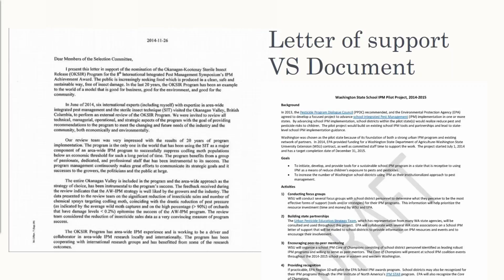For an individual, maybe there's not a good letter of support for a group, but maybe there is a good document that actually talks about their program. What have they been doing? So for Carrie Foss, one of the things that was put into her packet was the Washington State School IPM pilot project. She's been doing urban IPM. She's been the pesticide safety coordinator up in Washington State, but she's also done some other things.